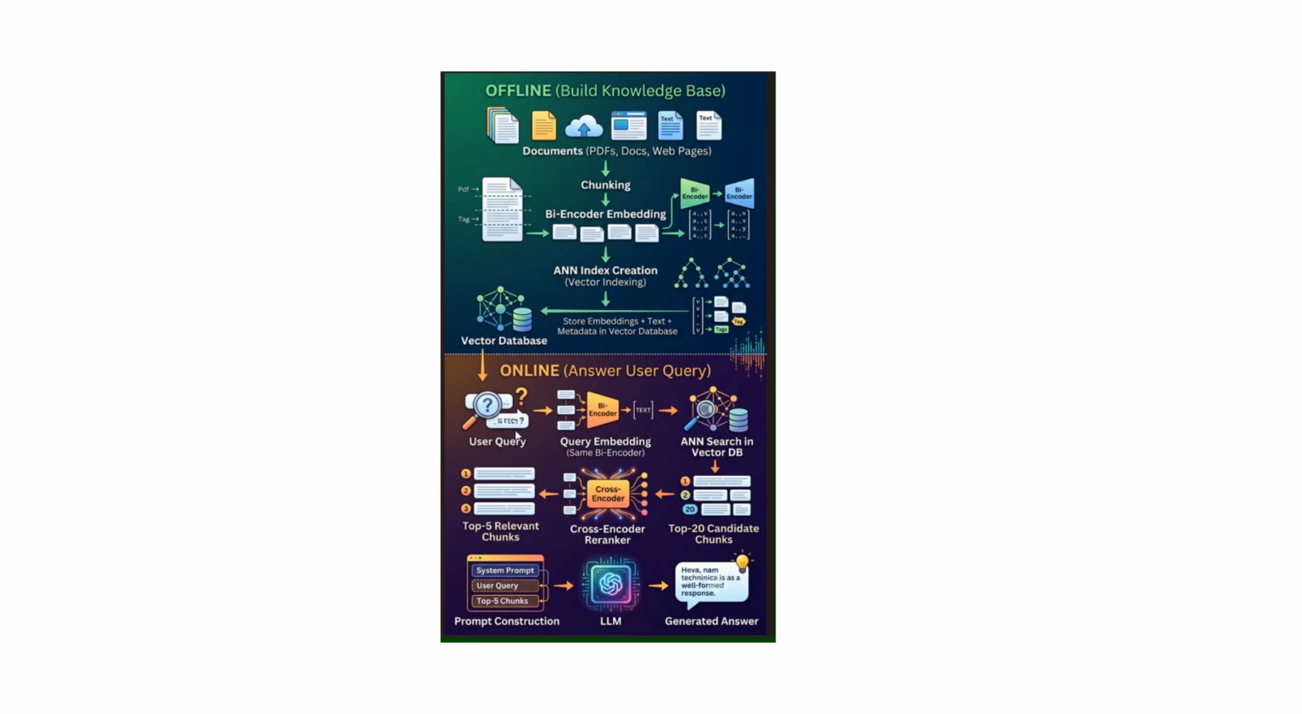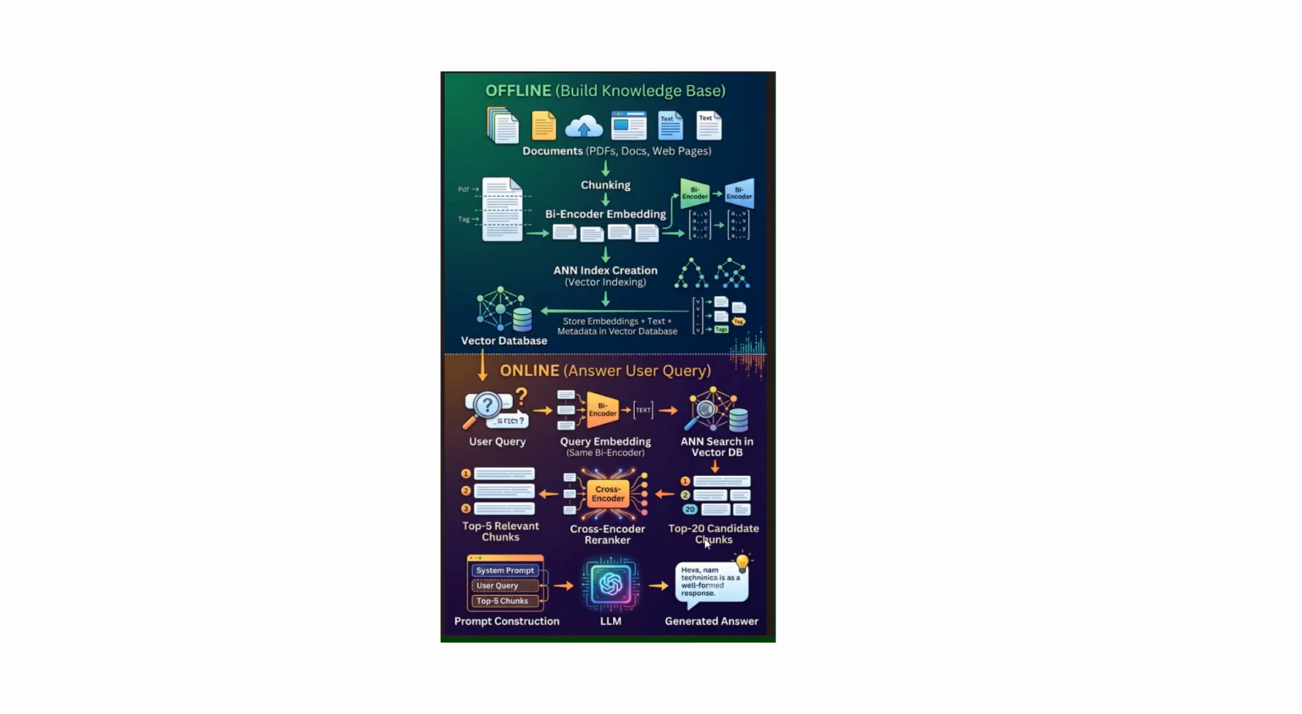So the user makes the query. In the same way, the user query also gets embedded using the bi-encoder. And we do the ANN search in the vector DB, the same database where we stored the offline documents in a chunked, embedded manner. And it gives us the top 20 chunks that are similar to this user query.